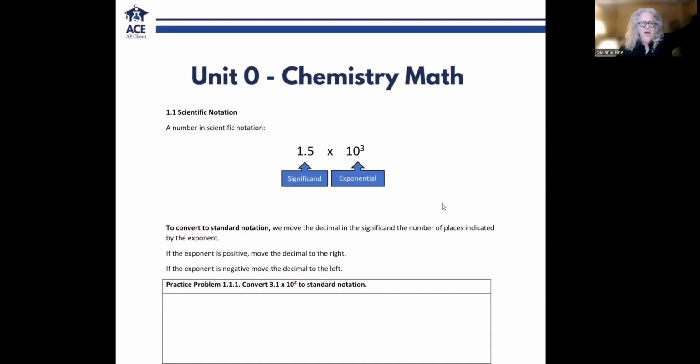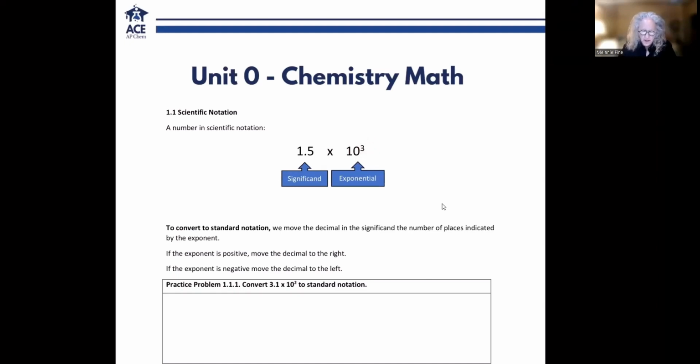Let's start. A number in scientific notation has a significand, which is the number in front, and it has an exponential. This is the exponential. To convert a number in scientific notation to standard notation, you need to move the decimal in the significand the number of places indicated by the exponent. If the exponent is positive, as this one is, we're going to move the decimal to the right. And if the exponent were negative, we would move the decimal to the left.